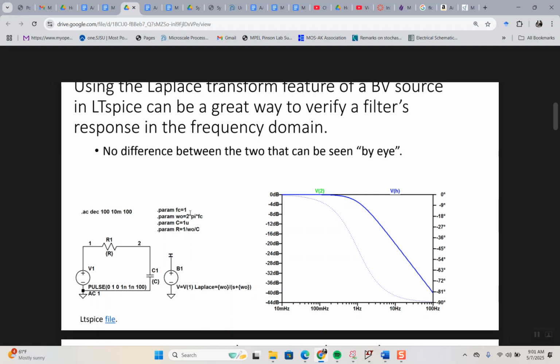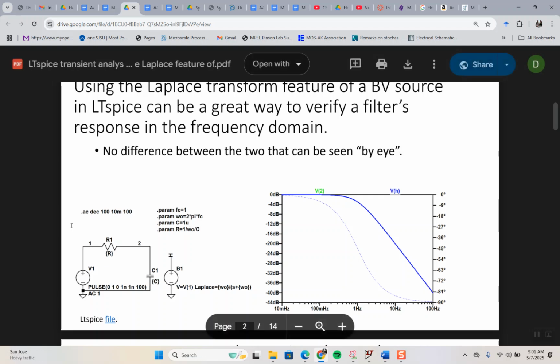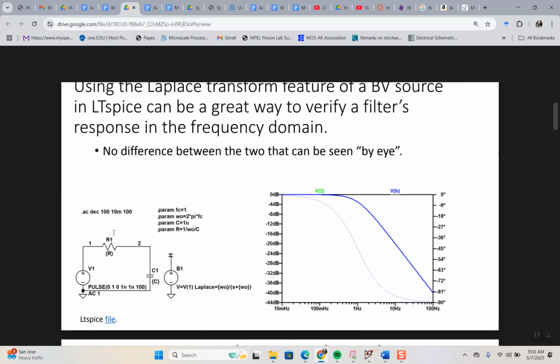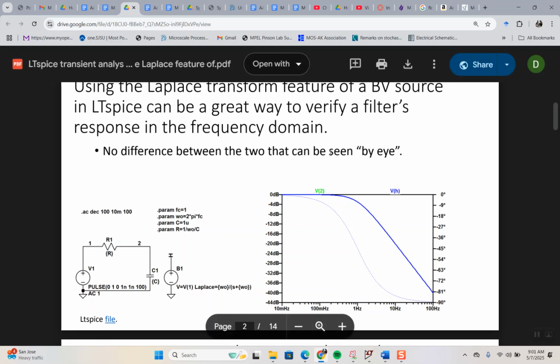Sometimes I even have the cutoff frequency in the simulation, and then you have the lower range and the upper range, and it'll always show up with the corner frequency in the middle.